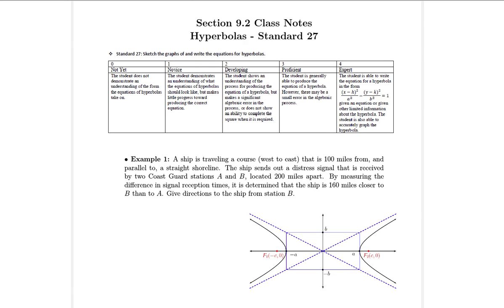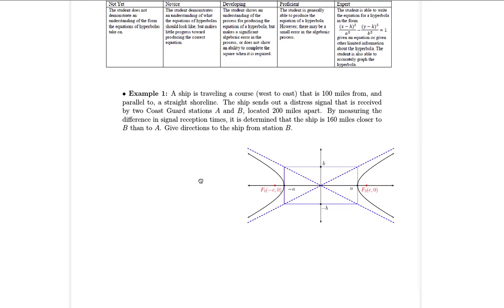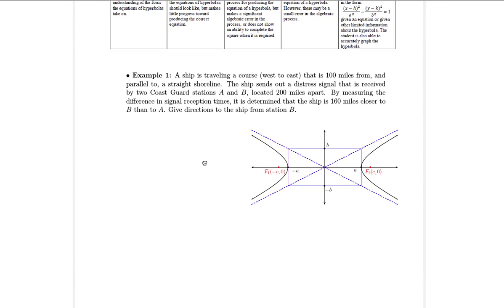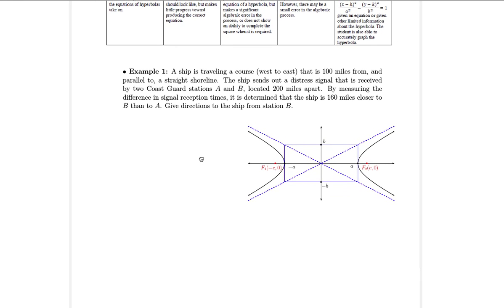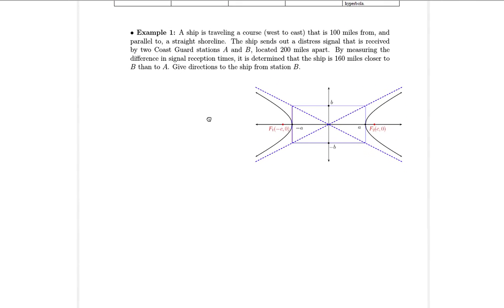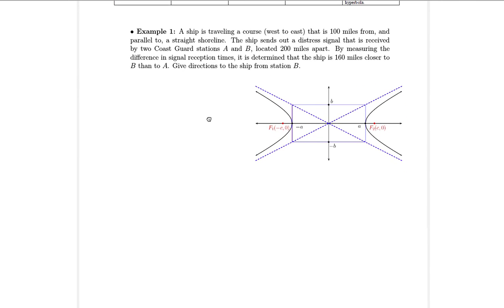And in this first example, I just want to give you an idea of a kind of neat application of our study of hyperbolas. And I'll just tell you right off the bat, this level of problem isn't one that I'm going to be expecting you to do on a test, but it's a neat problem, so let's take a look at it.